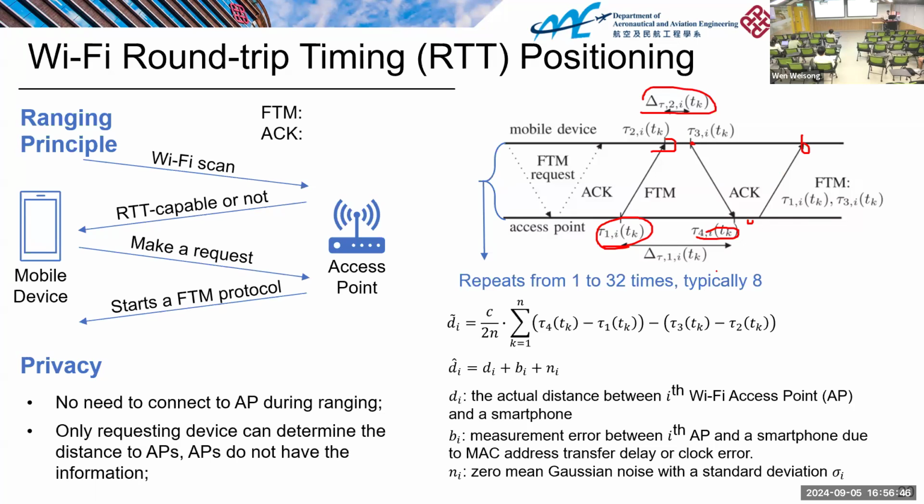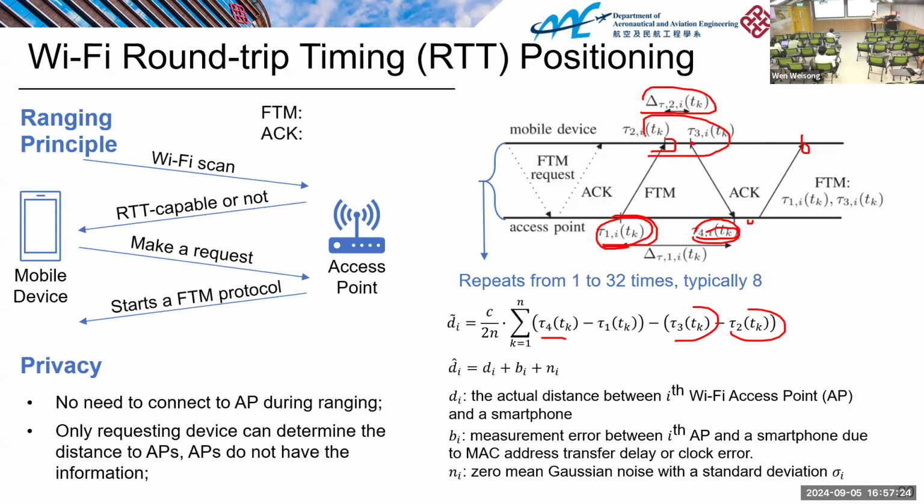This is represented by this equation. For example, tau 4, this one, minus the first one, and minus tau 3 and minus tau 2. This process can help you to eliminate the clock differences. For example, in the mobile devices and access point, the time difference can be calculated by subtracting T1 from T2.